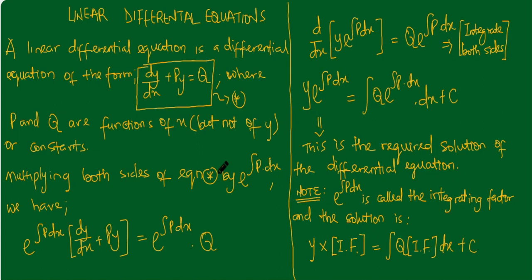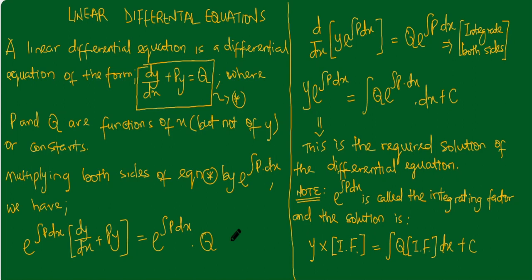For instance, 4x squared, 3x cubed over 2, 4 divided by x raised to the power 5 plus 5. So those are examples of functions which p and q could be. Or p and q could also be constants. P could be 3, q could be 2, and so on and so forth.